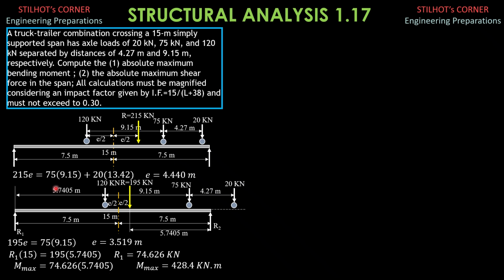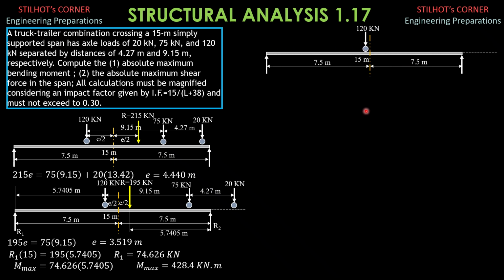The other possibility is that only the heaviest load will lie on the span, and the absolute maximum moment when there is only one load on the span would be when it is positioned at the center. That is possible. Only the 120 kilonewton load will lie on the span, and it should lie at the center because that's the big possibility when all loads move along the beam. When that happens, the maximum moment would be PL over 4. So this is the situation.